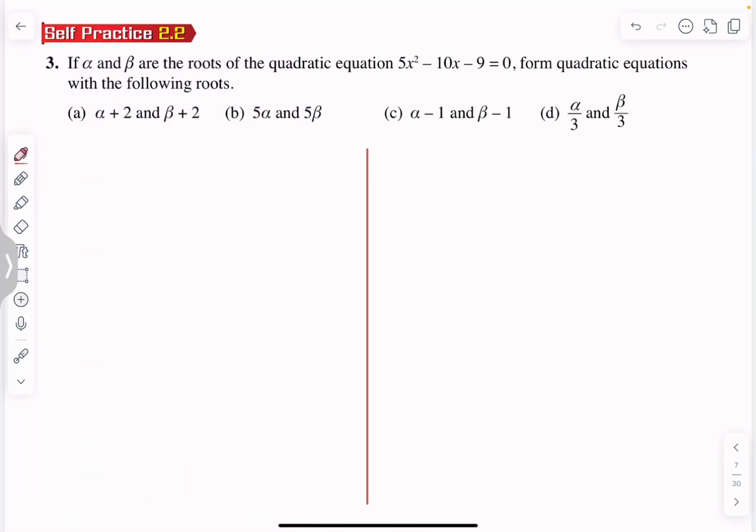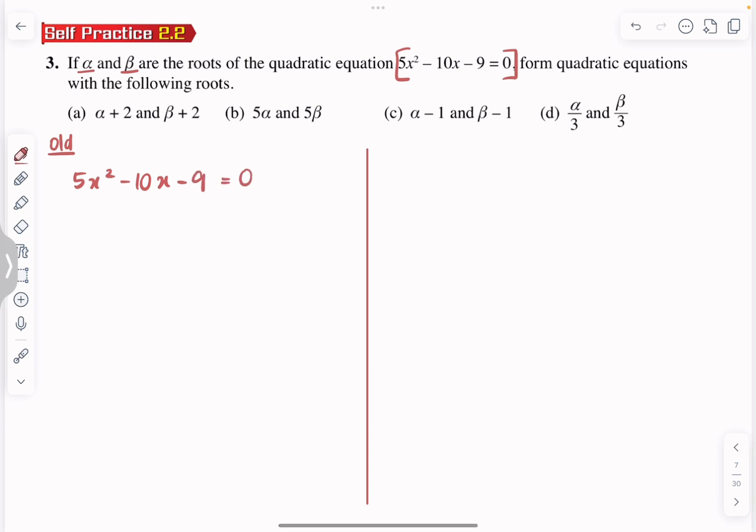So first, dealing with the old equation and the old roots. And then the second part will be dealing with the new equation with new roots. Okay, let's look at the old equation first. So our old equation is 5x squared minus 10x minus 9 equals to 0.